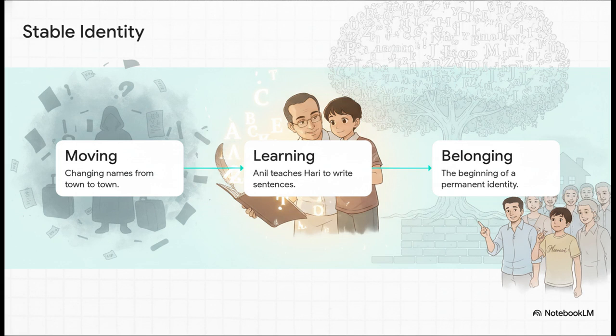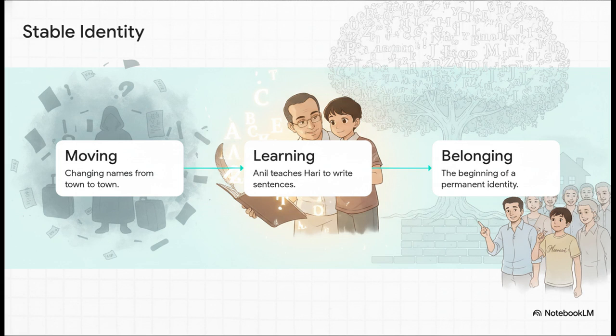Hari starts off totally adrift, right? He moves from town to town, picking pockets, and the name Hari Singh is just a mask he wears. He's basically a ghost. But when Anil starts teaching him to write his actual name and form complete sentences, it is revolutionary for Hari. Learning to write his own name symbolizes the exact opposite of his rootless existence.